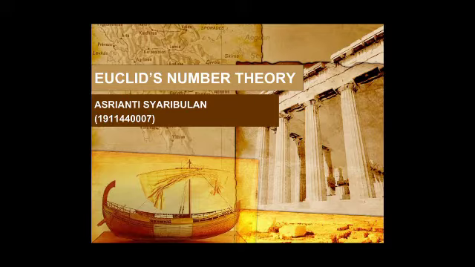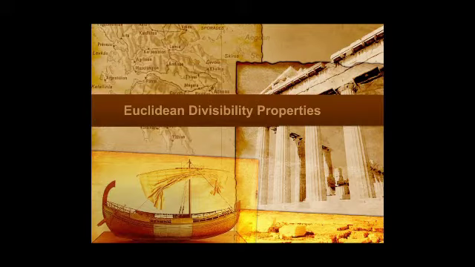So in this video I will explain about Euclid's number theory. Euclidean divisibility properties. Also, Euclid's great work entitled Elements, Geometry, the subject matter extends far beyond what we now think of as high school geometry. This Euclid number theory is in the 7th, 8th, and 9th book of the Elements of Euclid.